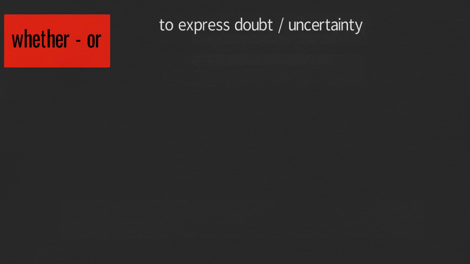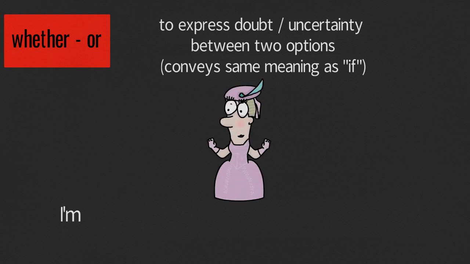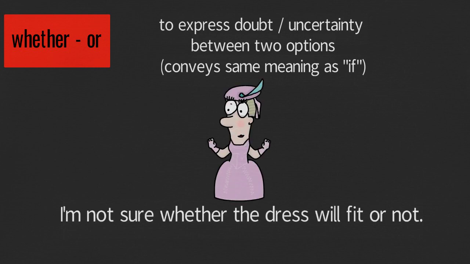The next one is whether or. In our daily lives, we are faced with this kind of situation all the time in which we are unsure about something. So, whether or is used to express doubt or uncertainty, and in a simpler way, it may have the same meaning as the word if. For example, I'm not sure whether the dress will fit or not. Ooh, sounds like my daily struggle.